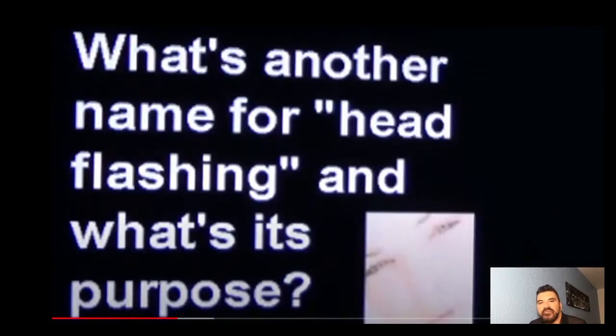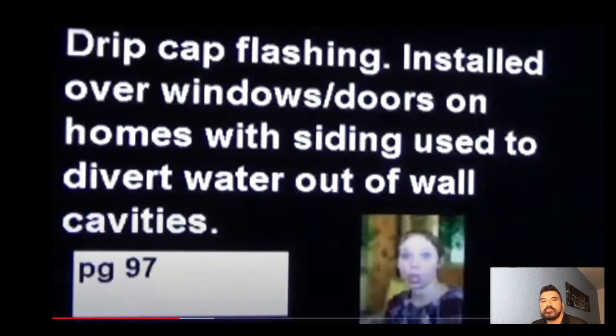So what's another name for head flashing, and what's its purpose? Drip cap flashing is the name that we're looking for. It's installed over windows and doors with homes that have siding in order to divert water out of the wall cavities.